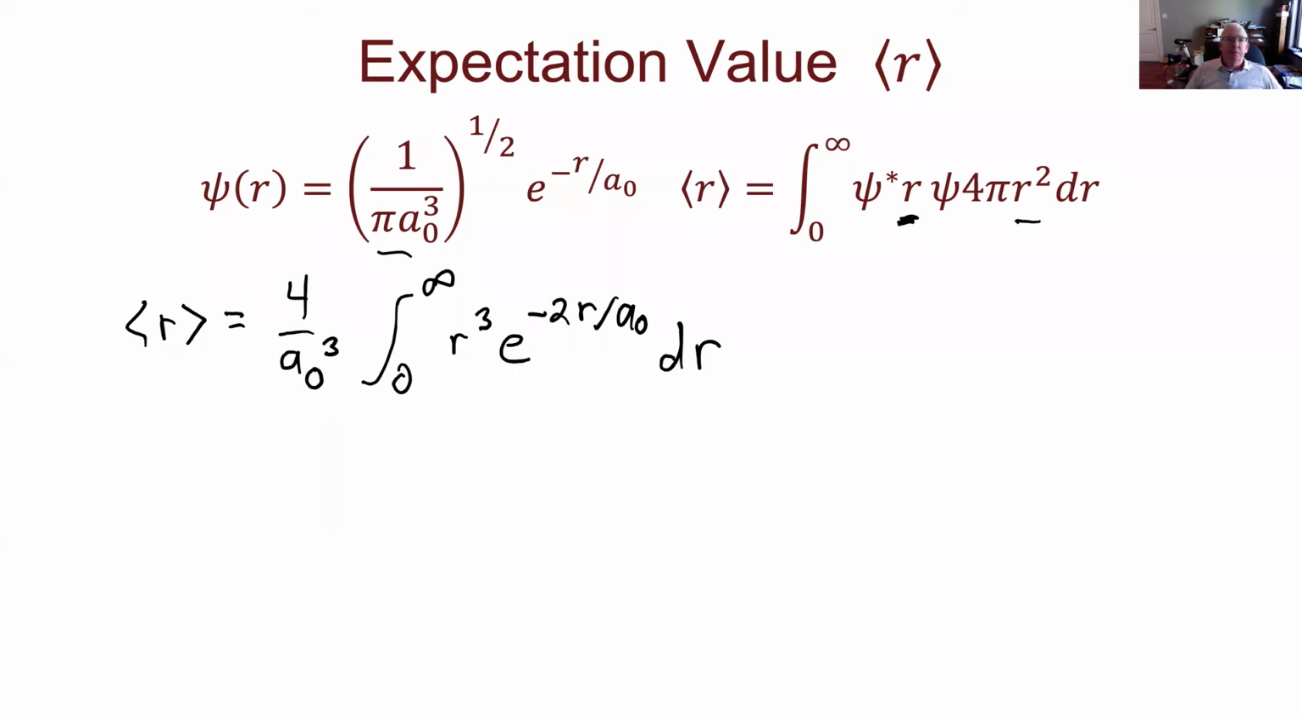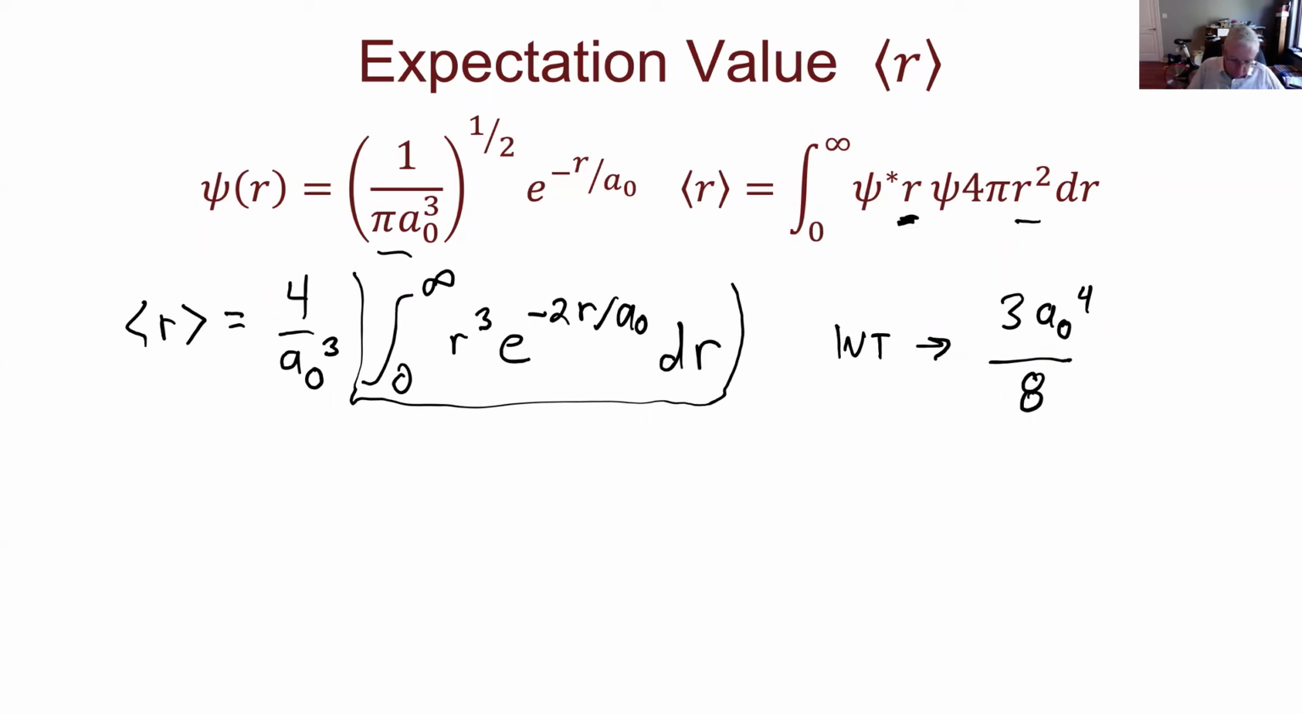That's a reasonably standard form integral. If you wanted to, you could integrate it by just substituting u as r over a0, I guess should work. I just used an integral calculator to say that the integral gives me 3 a0 to the 4th over 8. Okay, and that's just this piece. Right, so I have to multiply that by my 4 over a0 cubed. So this is all equal to 4 over a0 cubed times 3 a0 to the 4th over 8. And when I do all that, sure enough, I'm going to end up with 3 a0 over 2.